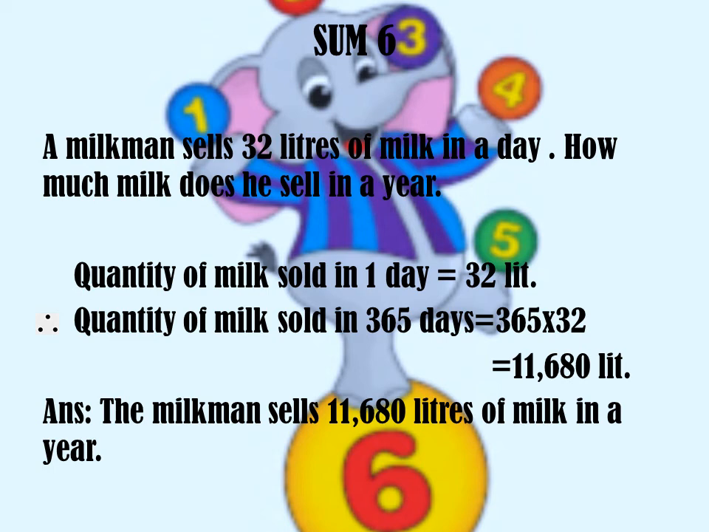So we are not supposed to use units when we are actually writing down the statements of a particular word problem. So in this case, quantity of milk sold in 1 day, therefore quantity of milk sold in 365 days is 365 into 32, and you get the answer. The milkman sells 11,680 liters of milk in a year.